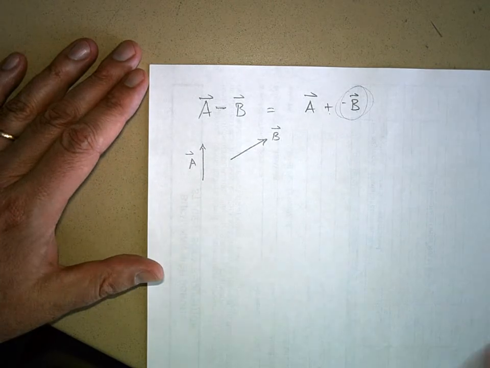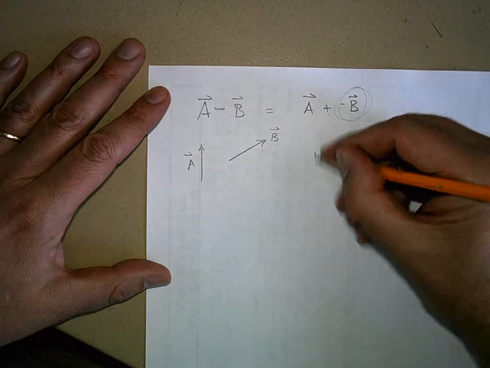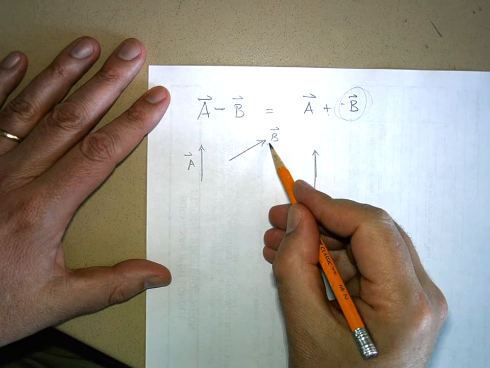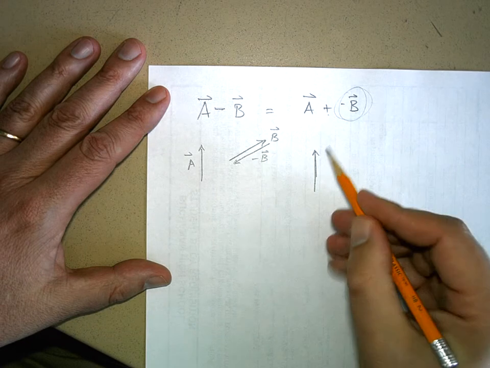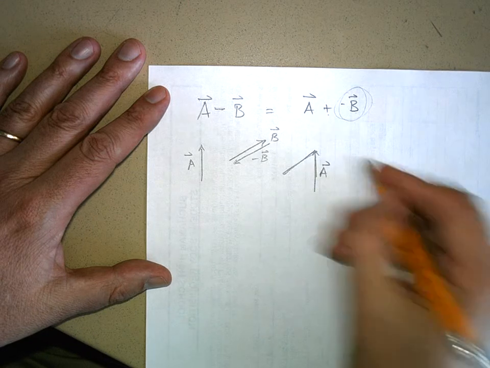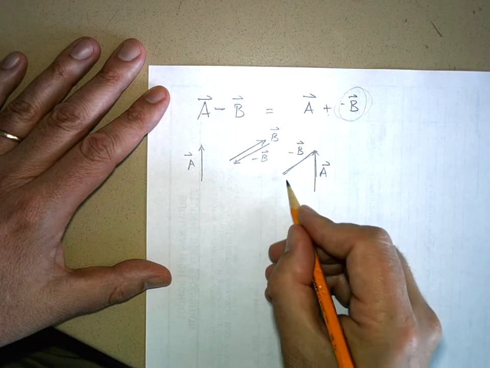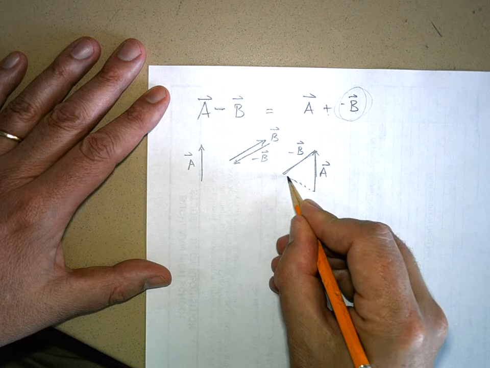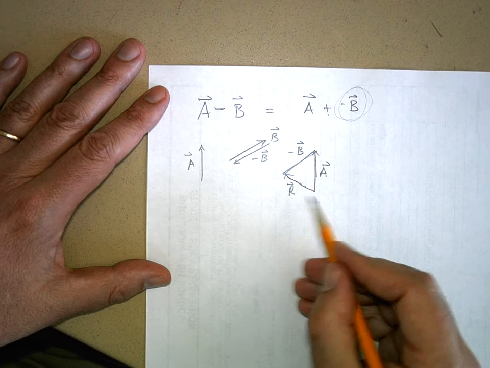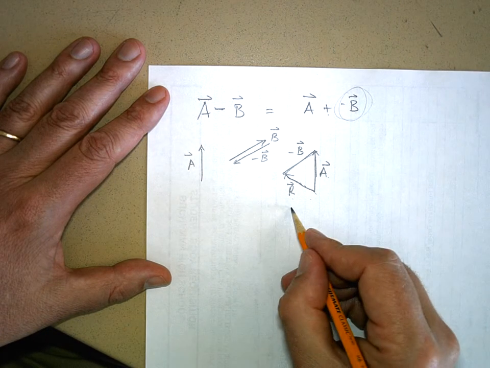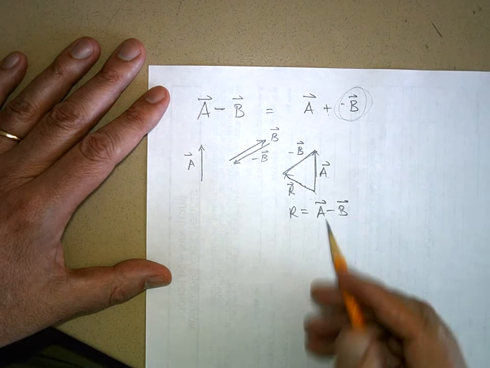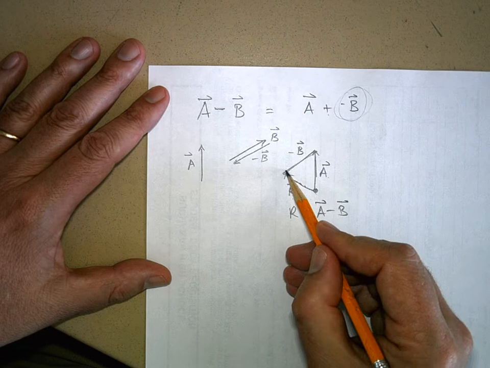So now I'm going to take, here's A. Now, what am I going to do? I'm going to add negative B. Well, what is negative B? It's this. There's negative B. So I'm going to take that and add it to this. So here's A, here's negative B. So my result, right here, this R right here is A minus B. This is my answer, from starting where A started and ending where negative B ended.